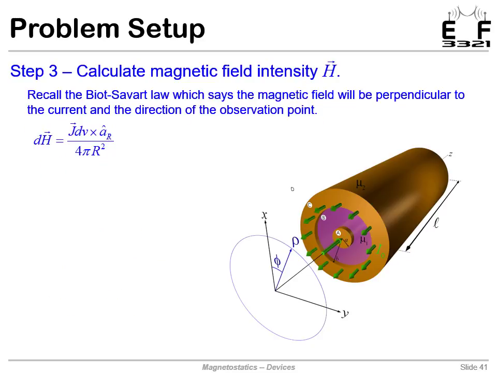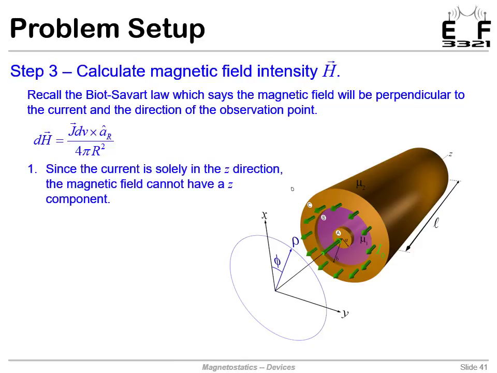Now let's talk about why the magnetic field will only have a phi component, because this will really help us simplify the problem. This really comes from the Biot-Savart law, which we've written here for a volume current. So we have our differential magnetic field due to a differential volume current. And we see that there's a cross product here. And anytime we have a cross product, the answer that we get from that has to be perpendicular to both of those vectors that we took the cross product of.